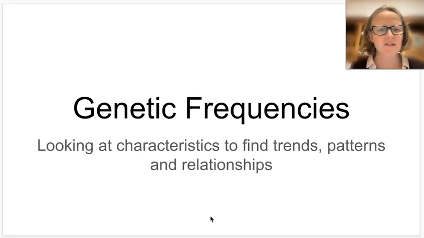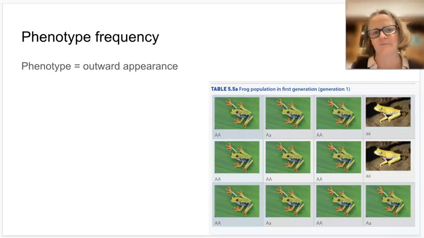In this video, we're going to look at genetic frequencies and how we can use them to find trends, patterns, and relationships in characteristics. Our example that we're going to look at is frogs. So when we're looking for phenotype frequency data, remember that phenotype is the outward appearance of something.